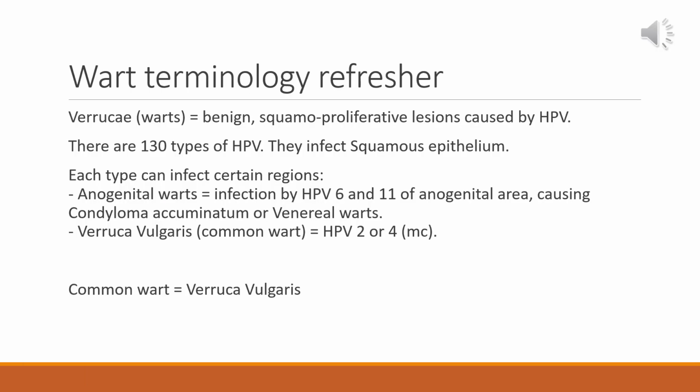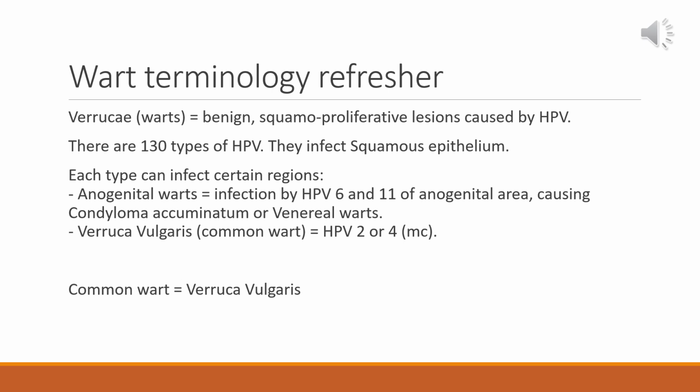Verrucae, warts, are benign squamous proliferative lesions caused by HPV. There are over 130 types of HPV. Most of them, of course, we don't need to know. But what is important here is how the virus works. We will discuss it later when we discuss koilocytosis, but when the virus infects cells, it produces some proteins by hijacking the cellular mechanisms, which affects the cells themselves, and these produce certain characteristics in cells, and therefore many HPV subtypes cause some proliferation of the squamous tissue they infect, causing a wart.